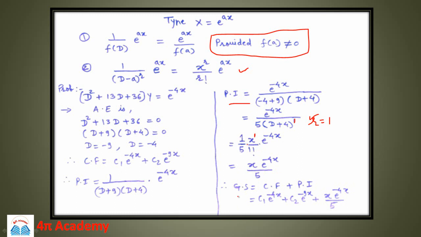So this is my particular integral. So the general solution is the sum of the complementary function plus the particular integral. So this is the complementary function and this is my particular integral.